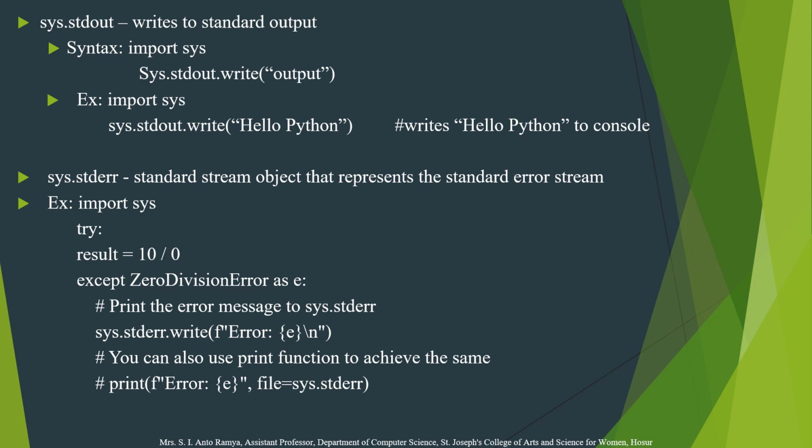So we are going to use the standard error here. sys.stderr.write(), we are writing the error message inside the brackets. This can also be done using a print statement, given below. Print the same thing, whatever error message you want to give, and inside the brackets file = sys.stderr. Any of the methods we can follow.